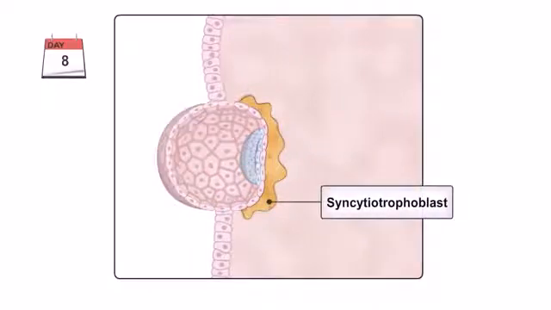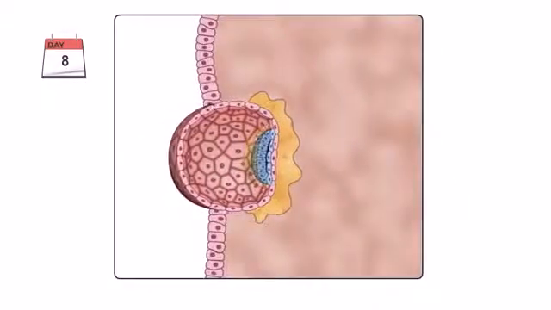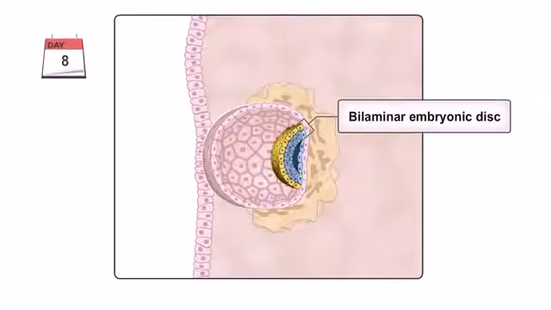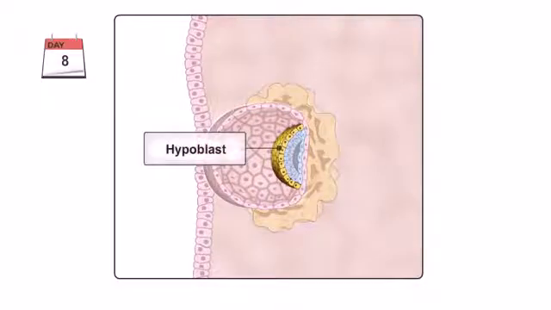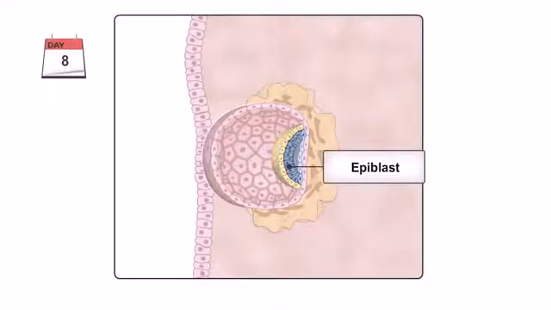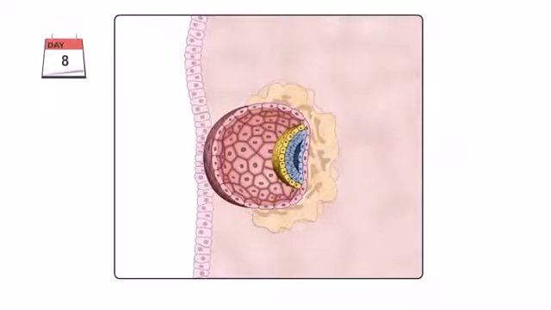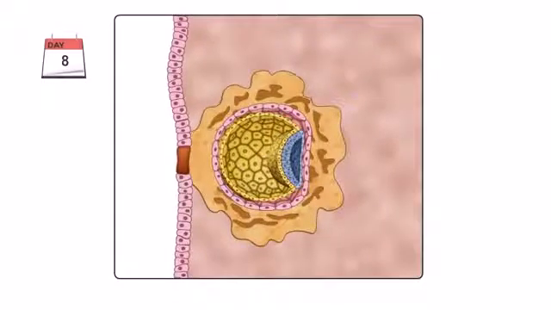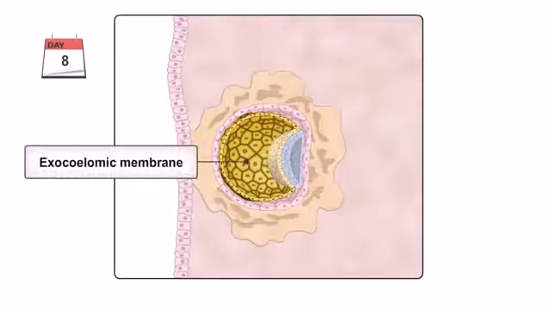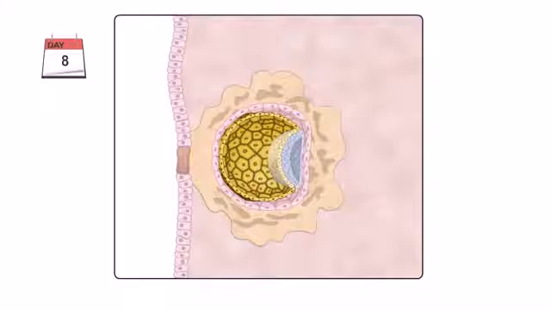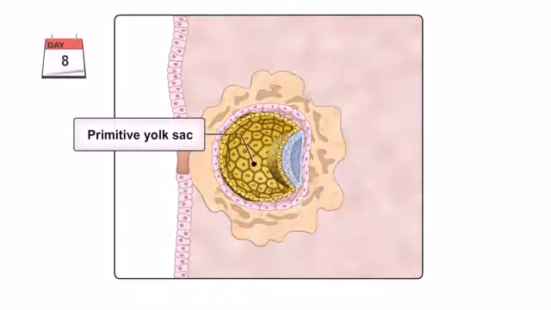an outer syncytiotrophoblast. The embryoblast differentiates into a bilaminar embryonic disc composed of two cell layers, the hypoblast and the epiblast. Soon after the embryonic disc has formed, a cavity begins to appear between the epiblast and the cytotrophoblast, known as the amniotic cavity. Cells originating from the hypoblast begin to migrate, forming a thin membrane, which covers the inner surface of the cytotrophoblast. This is called the exocelomic membrane. The exocelomic membrane and cells of the hypoblast together form the walls of the primitive yolk sac.